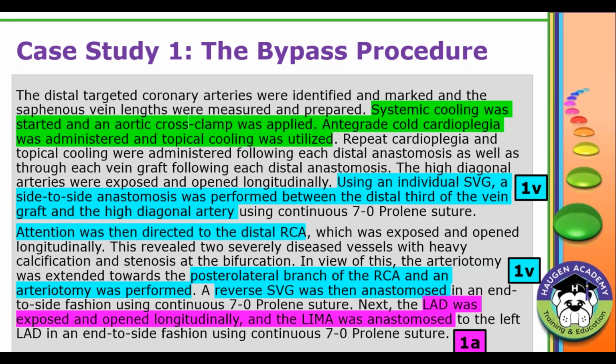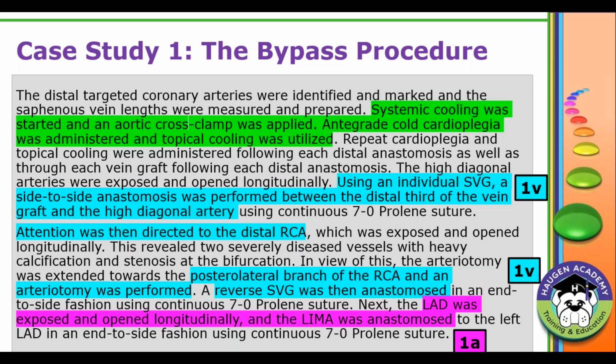He talks about doing the systemic cooling. They are bringing the patient's body temperature down. It helps slow the heart rate down a little bit. And then they did the aortic cross clamp. They did the cardioplegia, and again, just general cooling of the heart.